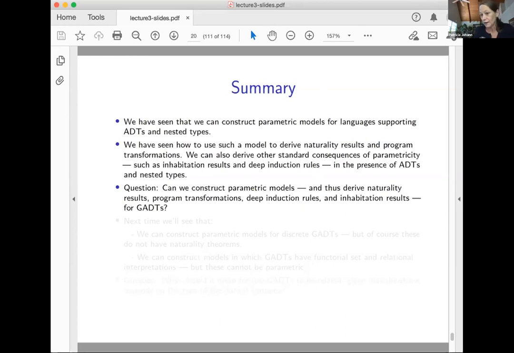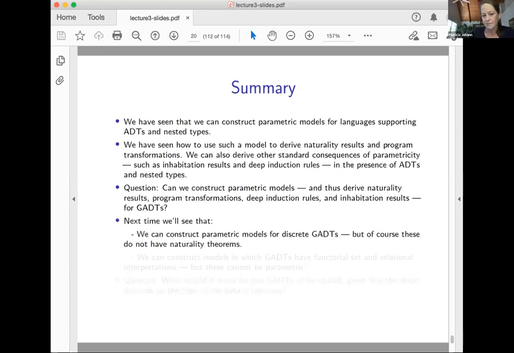So one thing you might naturally ask at this point is, can I do the same thing for GADTs? Can you get these naturality results? Is there a short cut fusion kind of rule for GADTs? Are there other kinds of program transformations that follow from this uniformity that parametricity codes up? Can you get induction rules for them?